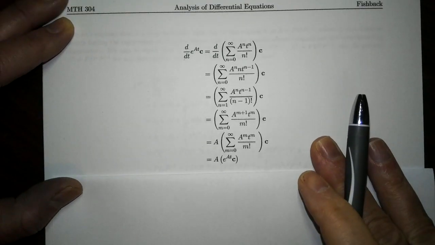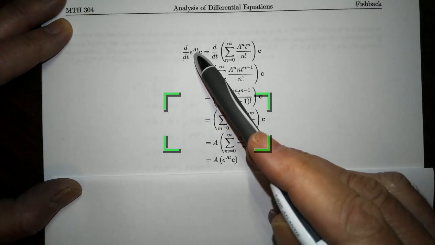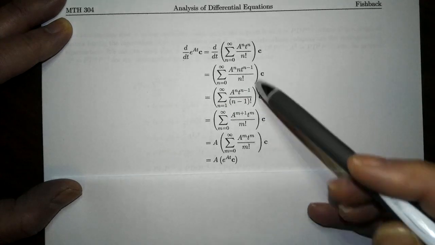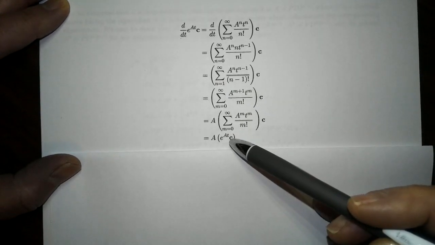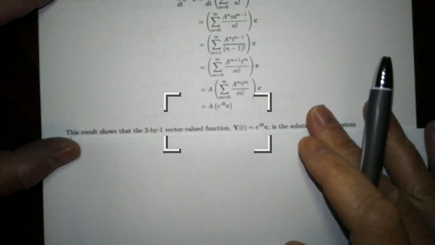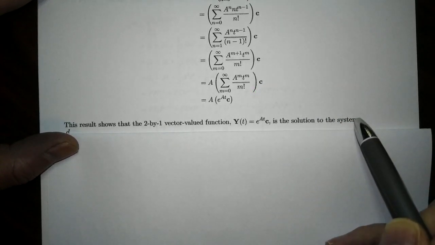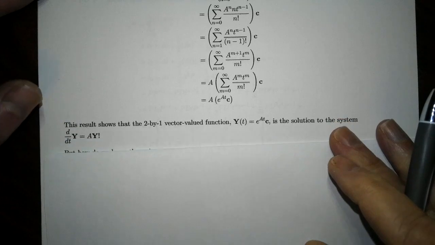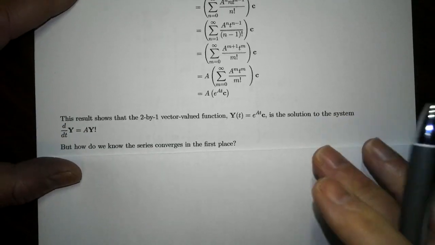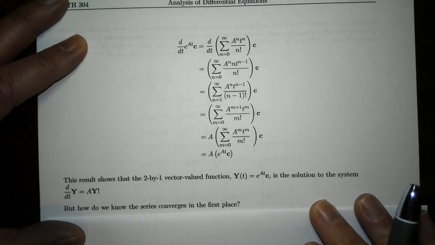So what we've shown is that if we take the derivative of e to the At, and provided we can do all of this, we get A e to the At times c again. So that means that this has to be a solution to the system. So how do we know that the series converges in the first place?